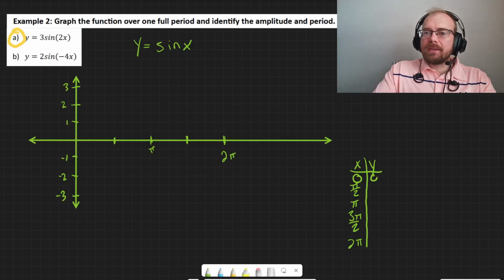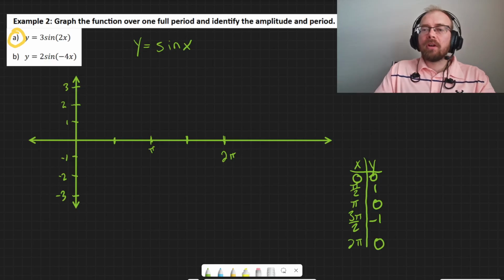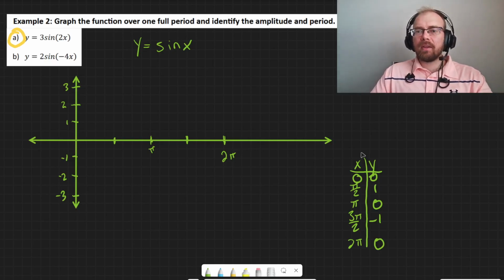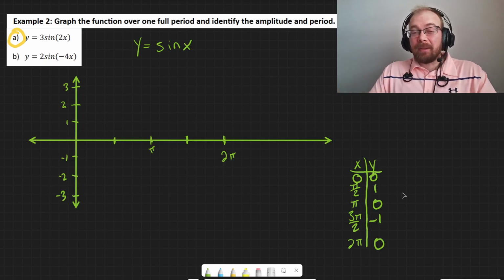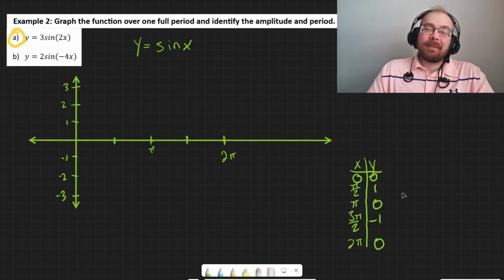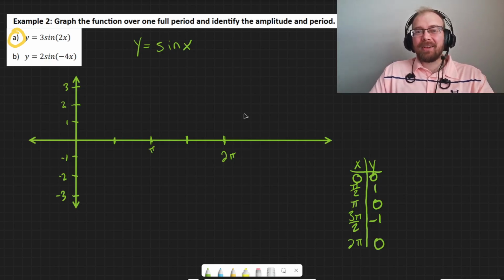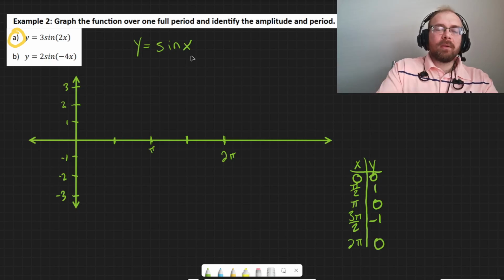So the sine of 0 is 0. The sine of pi halves is 1. The sine of pi is 0. The sine of 3 pi halves is negative 1. And the sine of 2 pi is 0. And those are all just unit circle values. So those are values that I have memorized. If you don't have those memorized yet, I hate to be like, oh, just memorize it. But I mean, yeah, they kind of expect you to know those values. So it is what it is. So those are our values for y equals sine x.